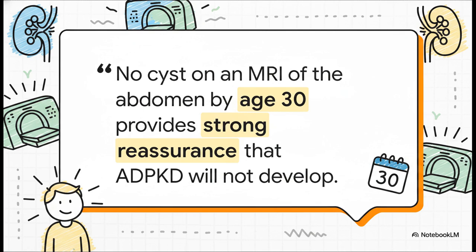This is a really high-stakes question, especially for a family member who wants to be a living kidney donor. In that scenario, an ultrasound just isn't sensitive enough. We turn to MRI. And the key takeaway is this. For an at-risk individual, a completely clean abdominal MRI by age 30 provides incredibly strong reassurance that they did not inherit the gene and won't develop the disease.